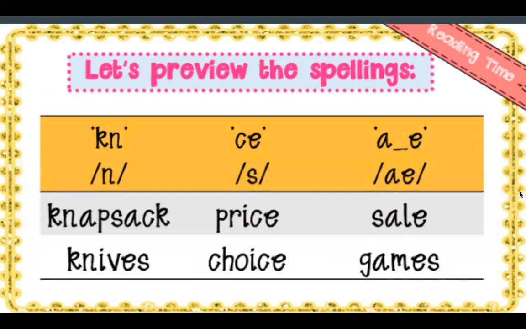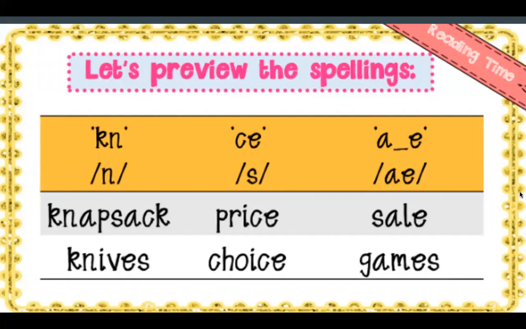Okay, let's look at the spelling. So you're going to see that KN spelling again, and remember that KN spelling, you're going to pronounce it with an N, not a K, N. So knapsack and knives. Then we've got that CE spelling for S again. So you're going to see price and choice.